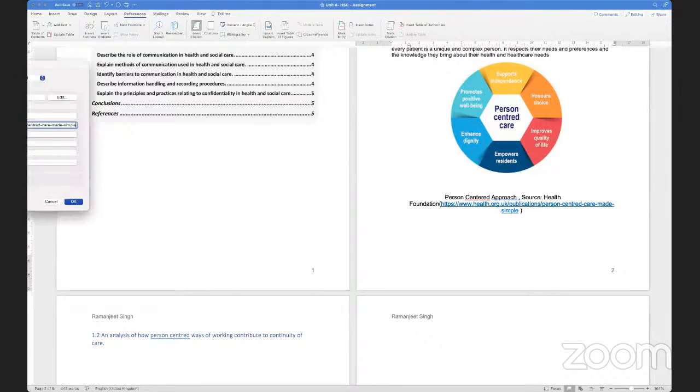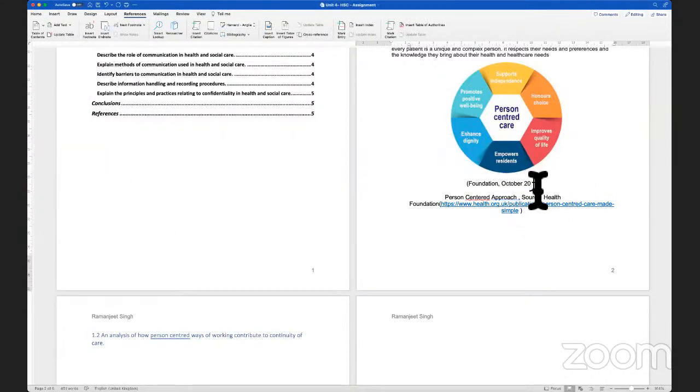What is the URL of the website? Copy it from the browser. What is the year in which it was published? 2014. So I know it is October 2014 because it is given on the website along with the article. I'm accessing it in the year 2023. The month is 02 and today's date is 01. Now, when I click OK on this, it will put this reference, as you can see, on the picture.